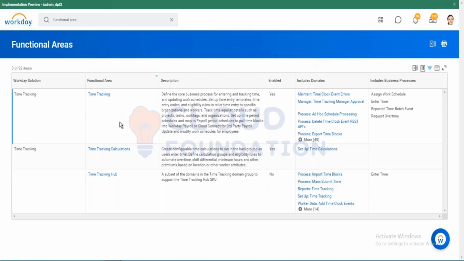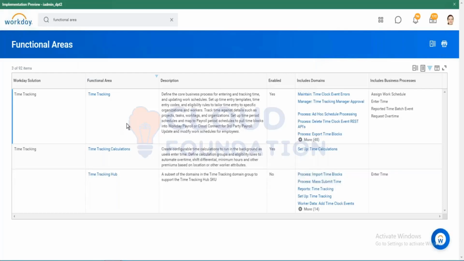In order to use Workday's own time tracking on the client system, these two functional areas need to be implemented. What is time tracking? It has the basic components such as period schedule setup, work schedule calendar setup, and entering time by Workday time tracking. These come under the functional area time tracking. Time tracking calculation, what is it all about? It is the background calculations.